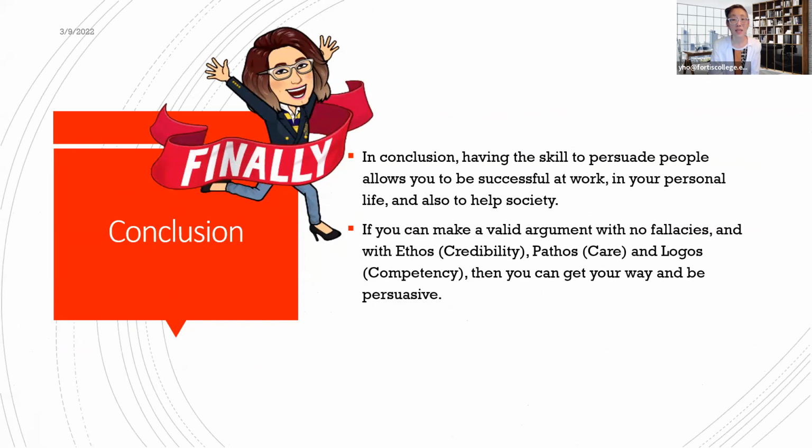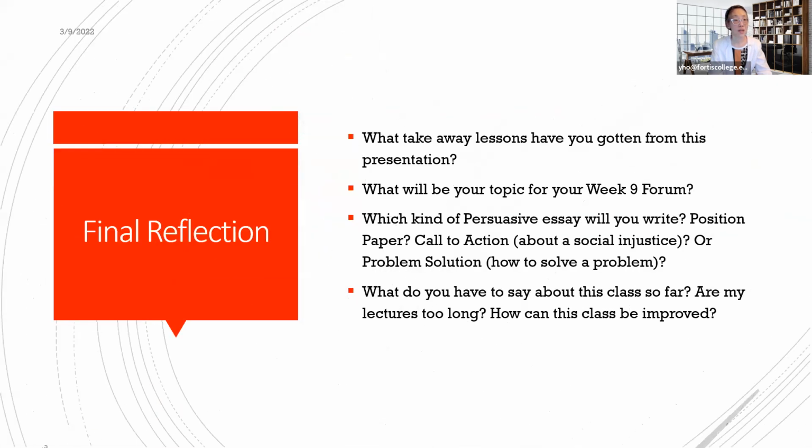And so here I just say, in conclusion, having the skill to persuade people and have your way allows you to be successful. Here you would have ethos, credibility; pathos, care; and logos, competency. And so that's it. How do you like the class so far?